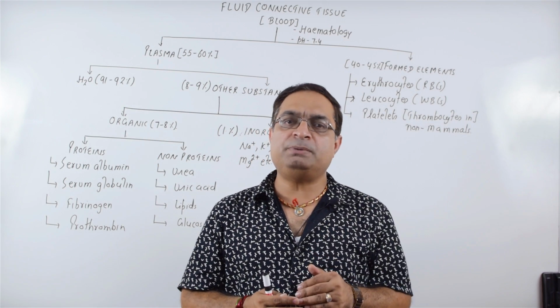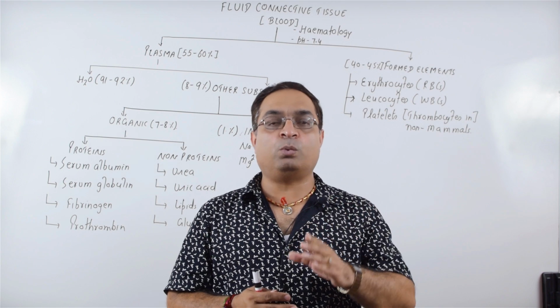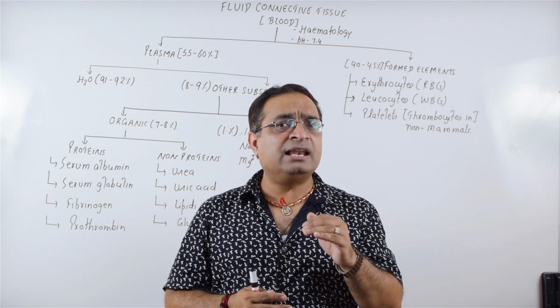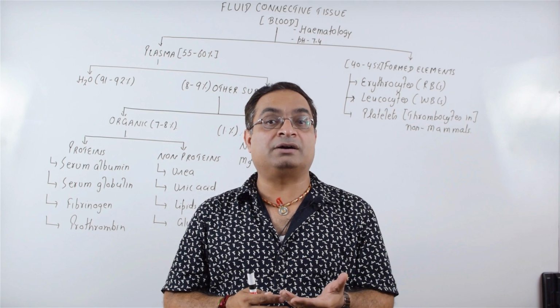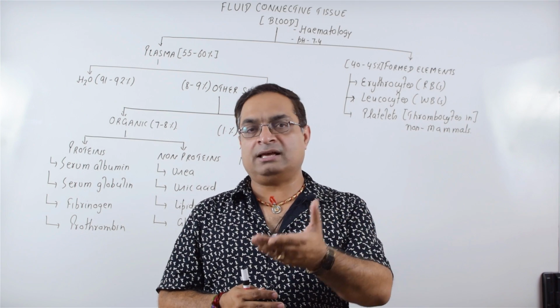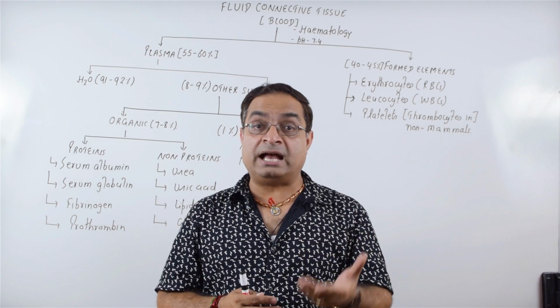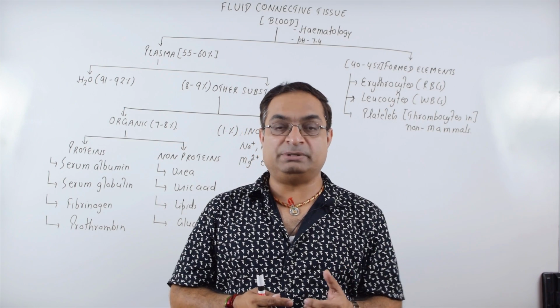If we compare the pH between arteries and veins, pH is slightly less in case of veins because veins carry more carbon dioxide, and you know carbon dioxide combines with water to form carbonic acid. So acid means less pH.